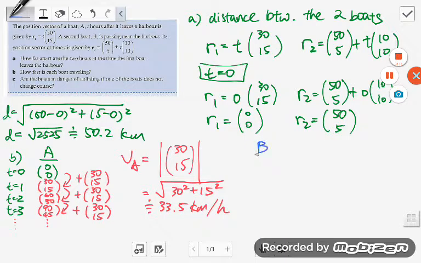So for boat B, say time is equal to 0, 1, 2, 3, and so on and so forth. When time is equal to 0, it's at 50 and 5. When time is equal to 1, I substitute the 1 for t, so this is 50 plus 10, which gives us 60, and 5 plus 10, that's 15.